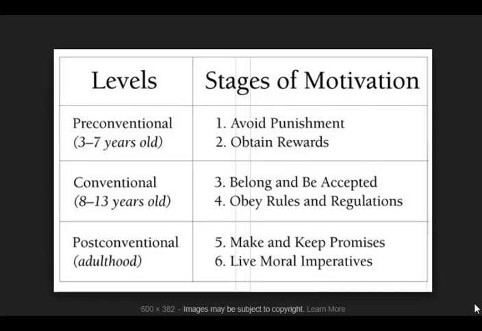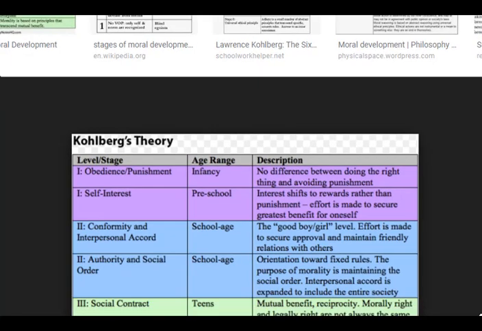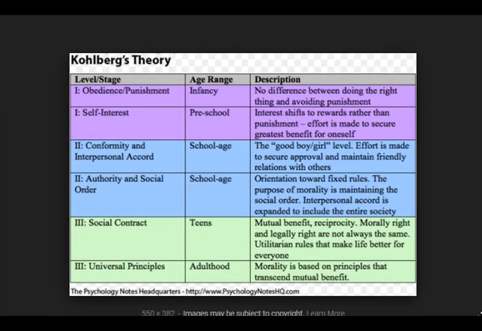That's the conventional stage. And there's post-conventional, where we can allow our sense of morality to guide our lives. We can make and keep promises, and we can develop our own moral compass and our own moral ideas, and determine how we live our lives based on that. That's the highest level. Here it is in a little bit more detail.